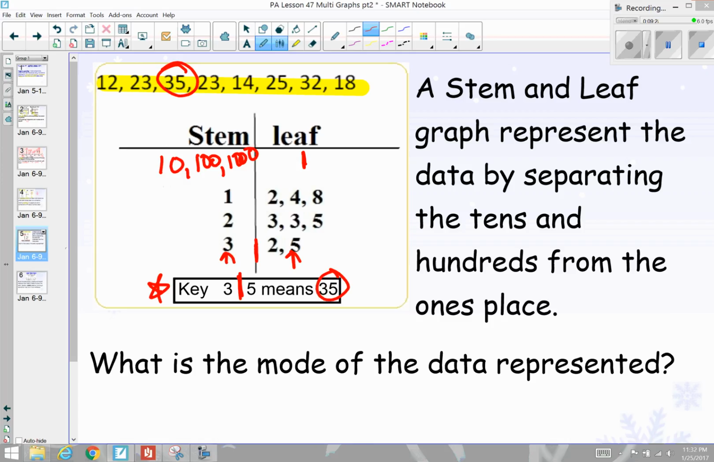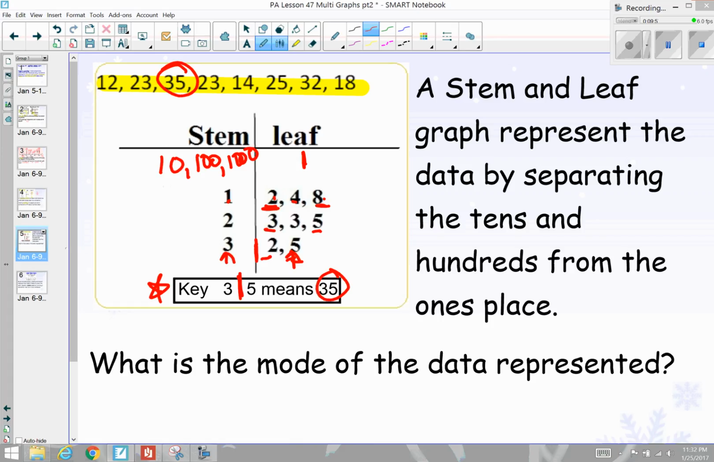Okay, so we would have 1 and 2 would make it 12, 1 and 4 is 14, 1 and 8 is 18. And it's listed in order from least. If you notice, the values for our leaves we have the lowest value on this end and the highest value at the end of our row. So it's in order from least to greatest, okay? And then from 23 to 25, and then 32 to 35.